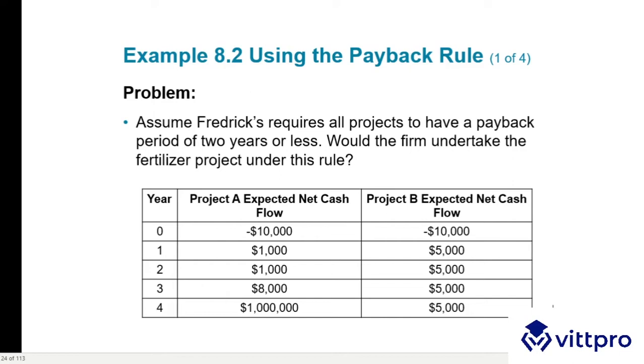But if you look at the other years, let's say the fourth year, then which one will you accept? Obviously project A, right? Because it's giving $1 million in the fourth year. So that is one of the limitations of the payback period: it does not consider the cash flows outside the payback period. If the payback period is 2 years or 3 years, it stops there. So it does not consider the cash flows of year 4 or year 5 or anything like that, right?